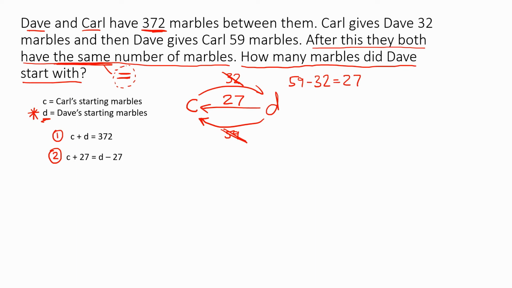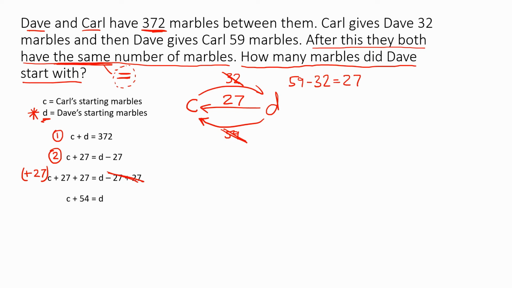So what should we do first? Let's start off by adding 27 to both sides. So we're going to add 27 to both sides. C plus 27 is equal to D minus 27 plus 27. Minus 27 plus 27 just disappears, and so we have C plus 54 equals D.